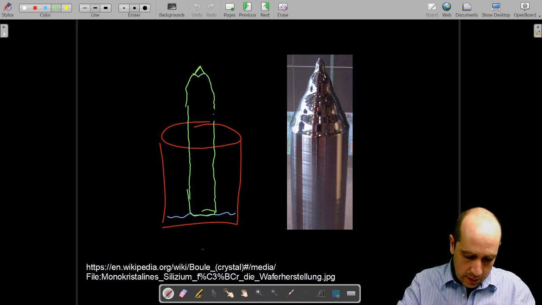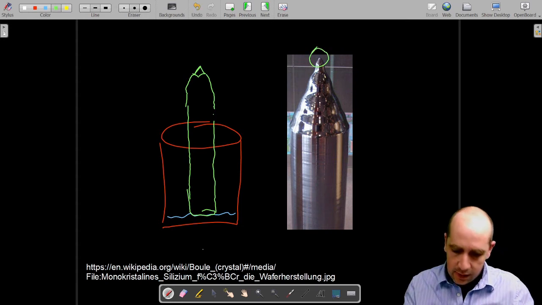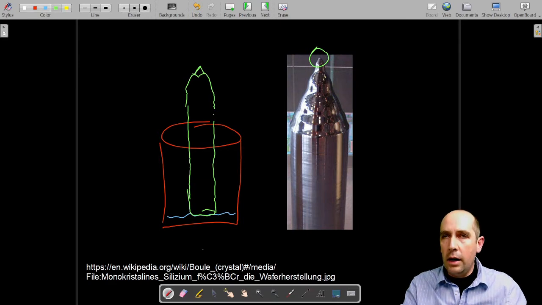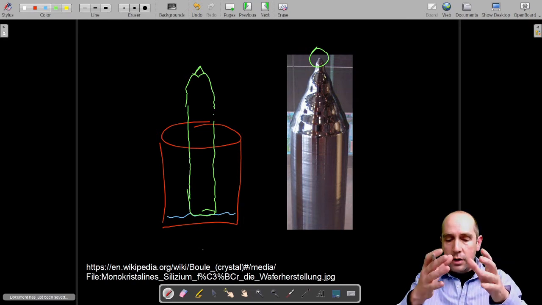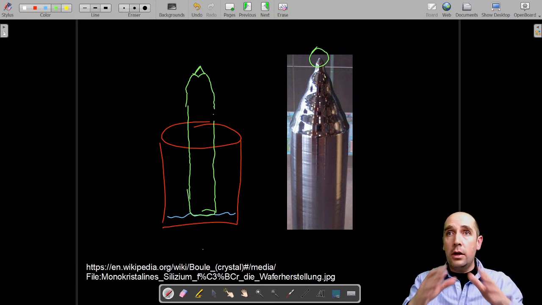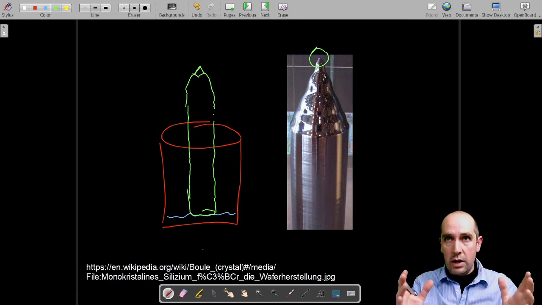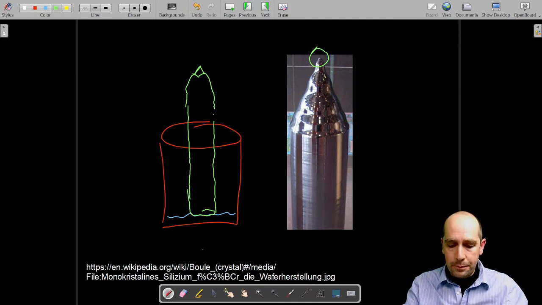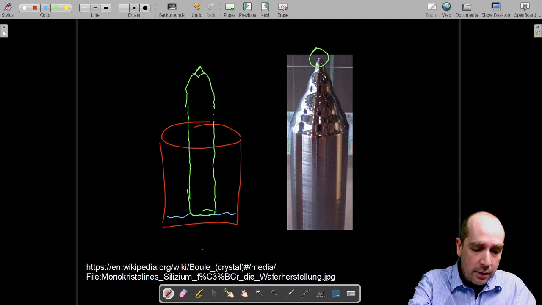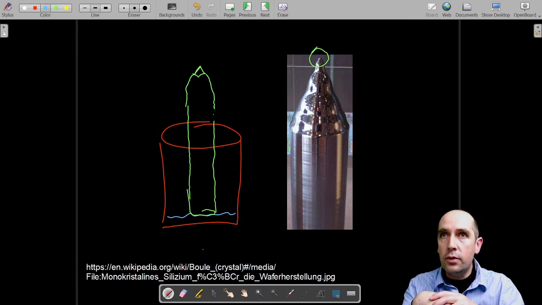Here one can see where the seed used to stand, and you have this really long rod of high purity silicon. It's a single crystal, so all of the atoms in all these really big chunky pieces of silicon are actually aligned to each other in the crystallographic direction. So it's a very large macroscopic material.